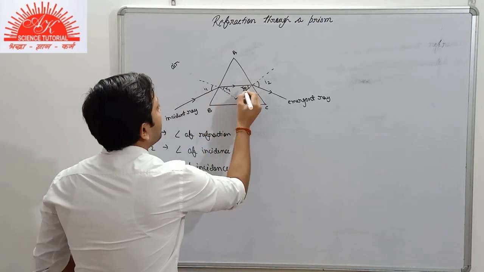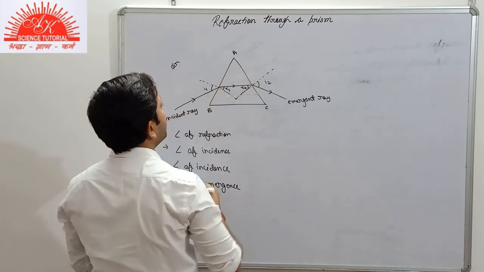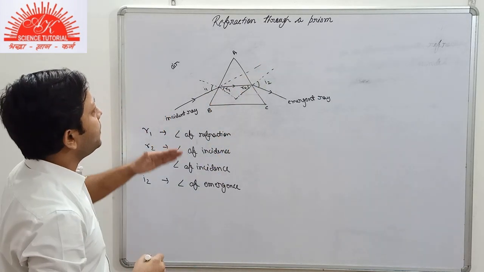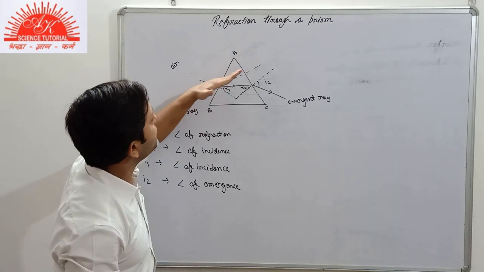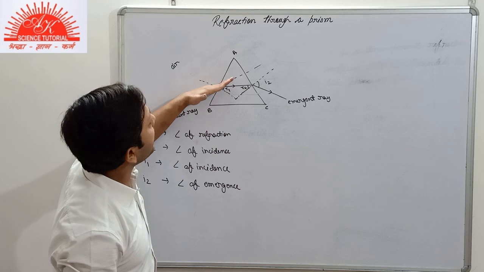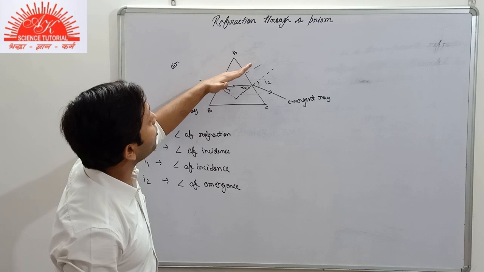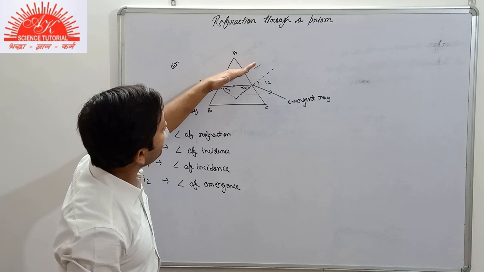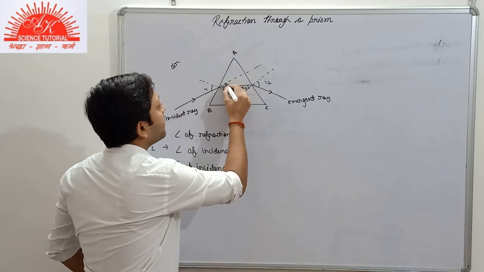Now R1, R2, I1, I2, all of them are known to you. As you can see, if we produce this light ray in the forward direction, it should have traveled along this path. This should have been the direction of the incident ray, but the refracted ray is in this direction. It means that there is some deviation in the direction of the light ray. It deviates from its original path and finally comes to this direction.